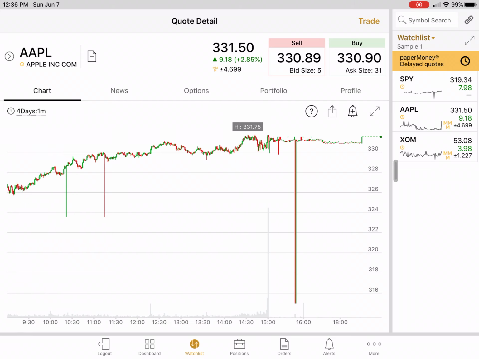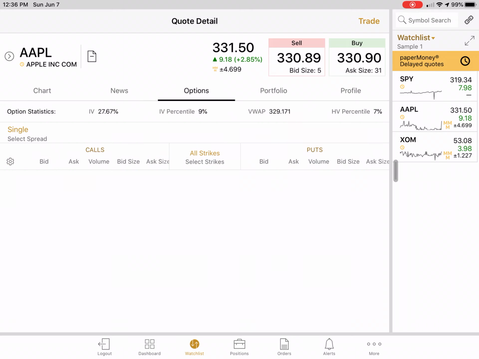Notice the menu down below, you'll see dashboard, watch list, positions, and orders. And then there's also a menu right beneath the Apple and the current price, the spot price of $331.50. Today's a Sunday, so this price is a leftover from Friday's closing. So we're right now looking at the Apple chart, and then I'm going to tap on the options.